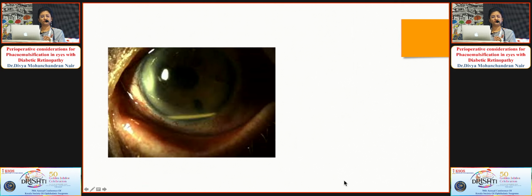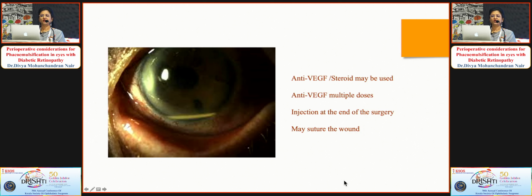And one more thing to keep in mind when implanting a DEX implant in combined cases is, if the posterior capsule is compromised, there is a chance of migration of the DEX implant into the anterior segment, and then it has to be removed. So, you can give anti-VEGF or steroid. If you are giving anti-VEGF, we have to explain to the patient that he requires further follow-up, and multiple anti-VEGF injections even after the cataract surgery are needed. Though the DEX implant may have to be repeated after 4 months.